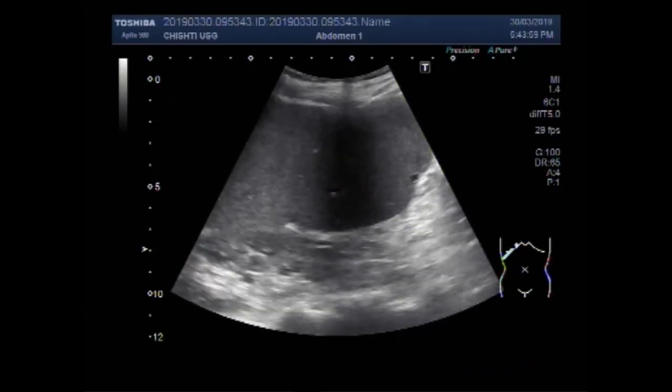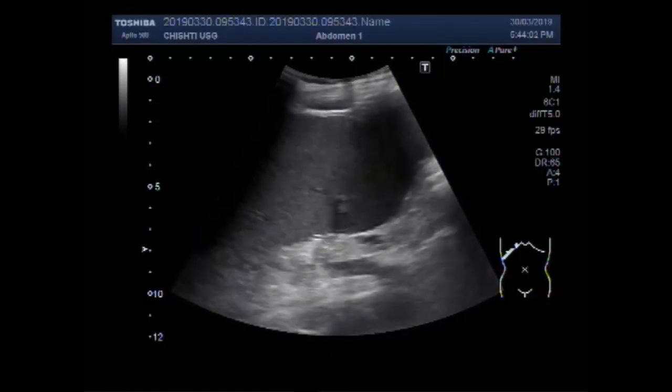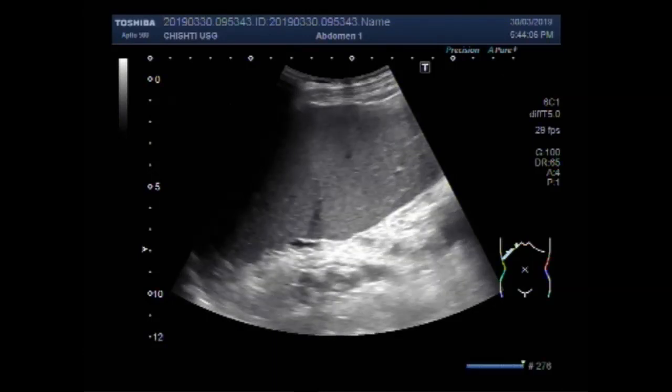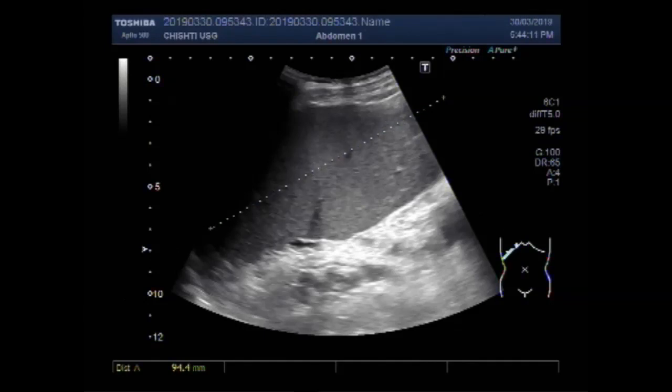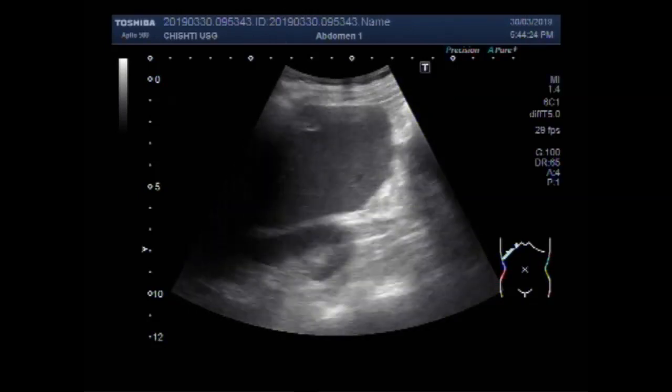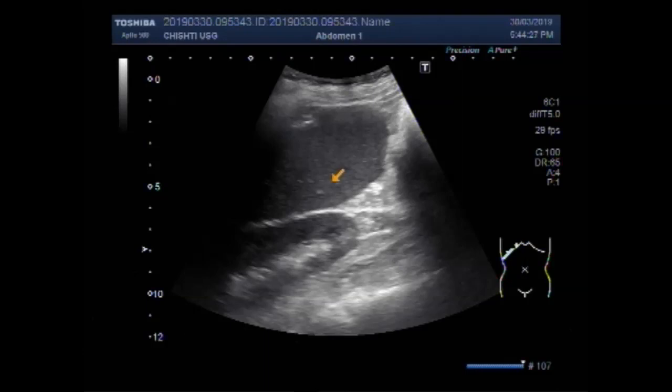Now this is the spleen. The spleen is also enlarged, and it measures about 15.1 centimeters. This is the spleen. There is mild splenomegaly. This one is the left kidney, and this is the spleen.